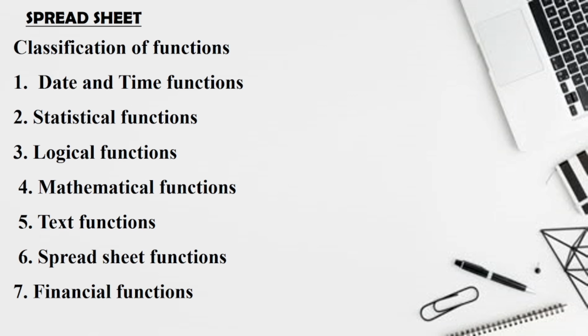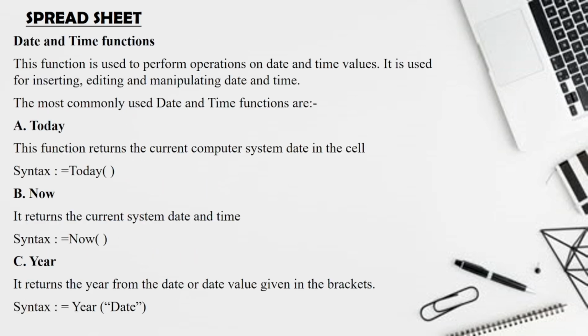These are the concepts related to the functions. Different functions are available in the spreadsheet for calculation purposes. 7 different categories are there. First one, date and time functions. Today will return the current computer system date in the cell. Now returns the current system date and time. Year returns the year from the date or date value given in the bracket.